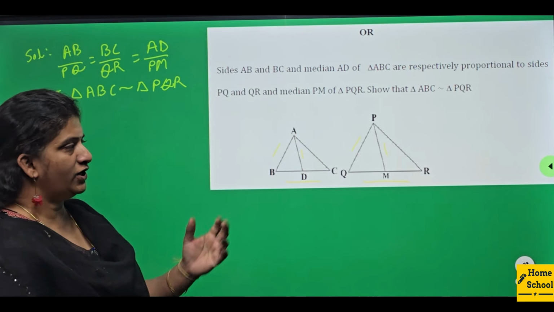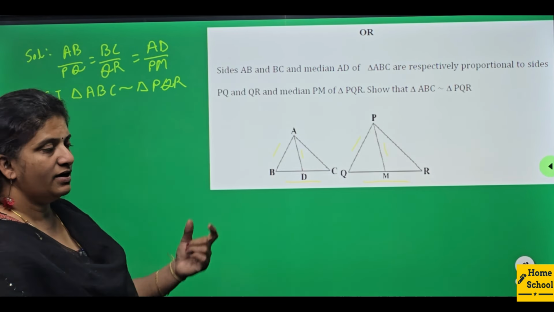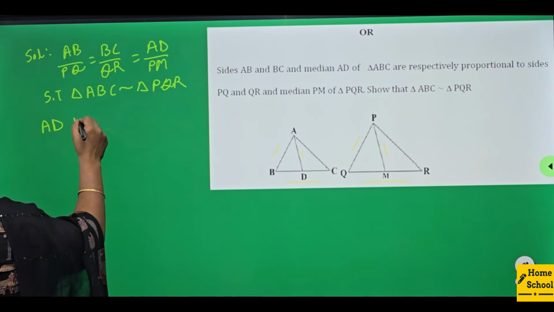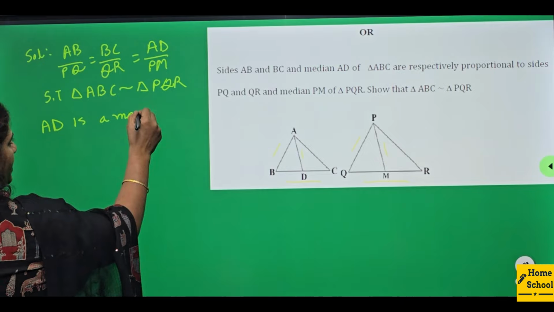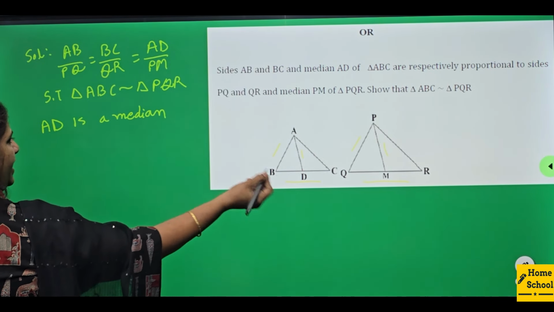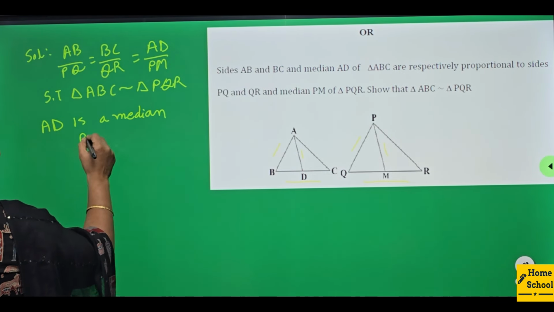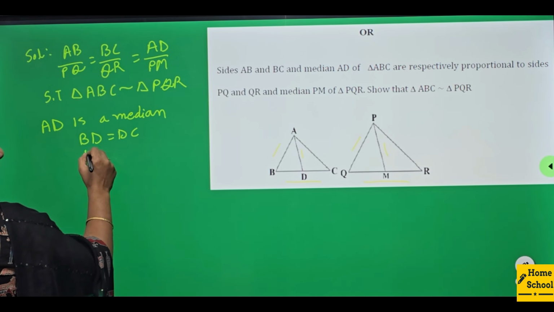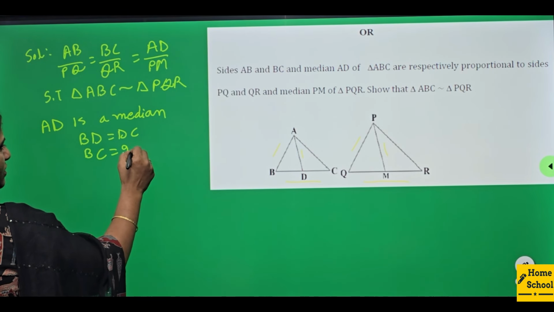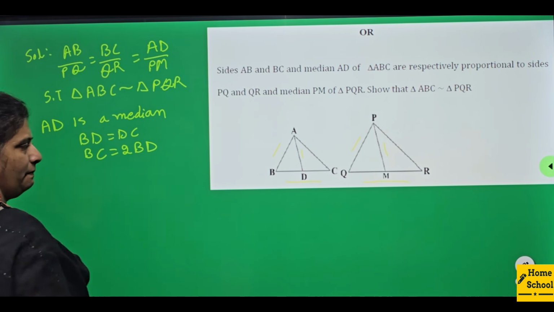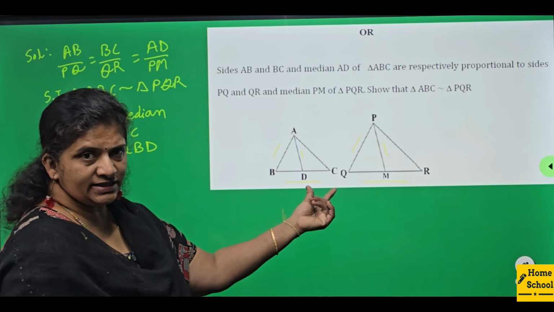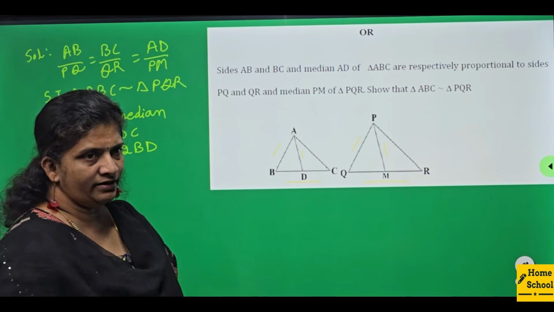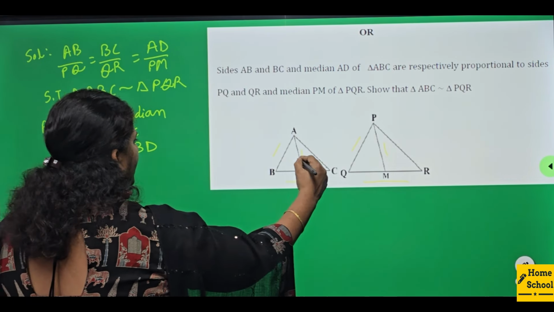How to prove this? We know AD and PM are the medians. Medians means what? If AD is a median, then AD divides BC equally. That means BD is equal to DC, or I can write it as BC is equal to twice of BD. BC is twice of BD you can write, or twice of CD also you can write.